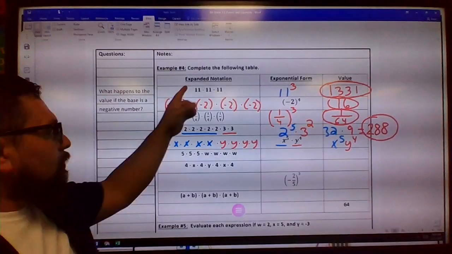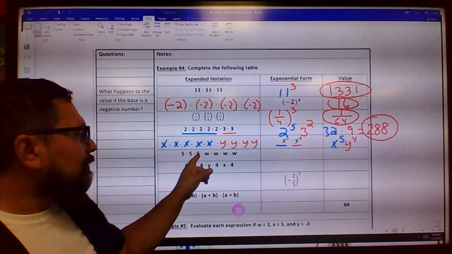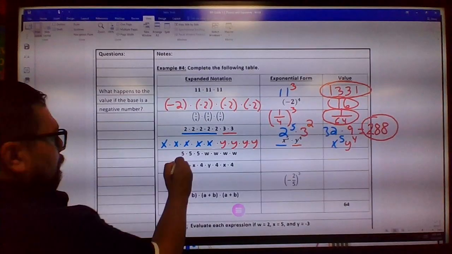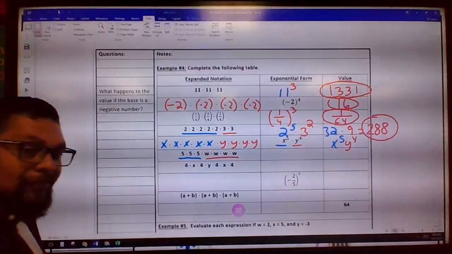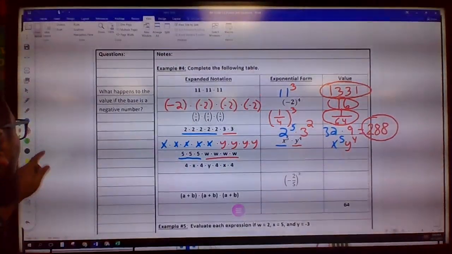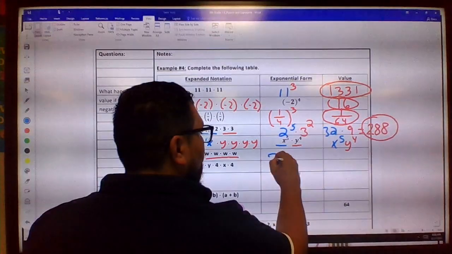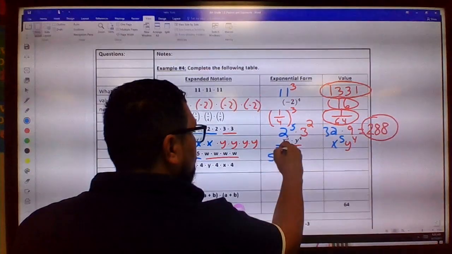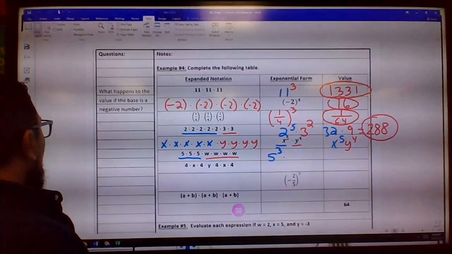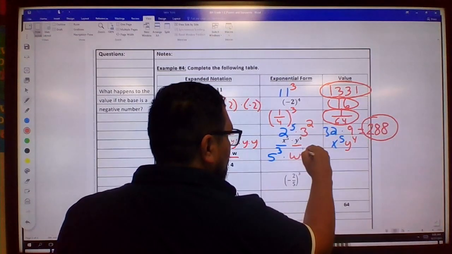So in expanded notation, this is 5 times 5 times 5 times W times W times W times W, okay? So this is a different base than this base. It's different, okay? We can't just write 5 times W. Can't do that. So how many 5s do you see here? 3. So 5 to the third power times, and then how many W's do you see? 4. So W to the fourth.